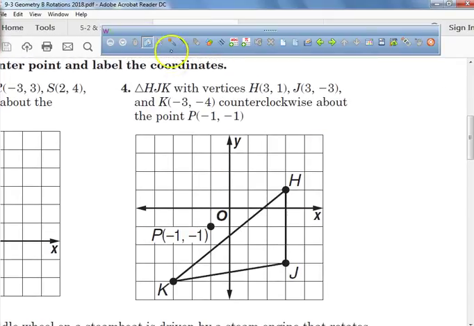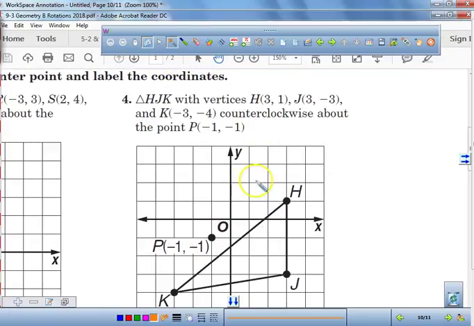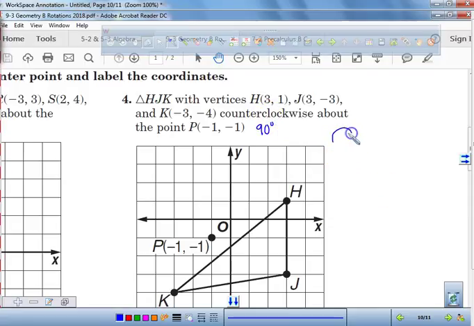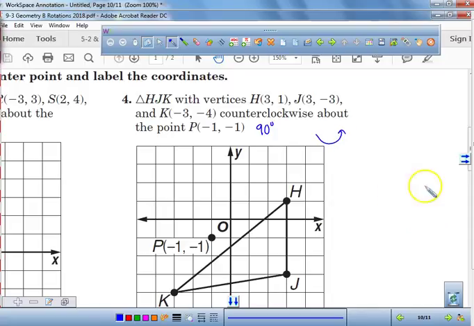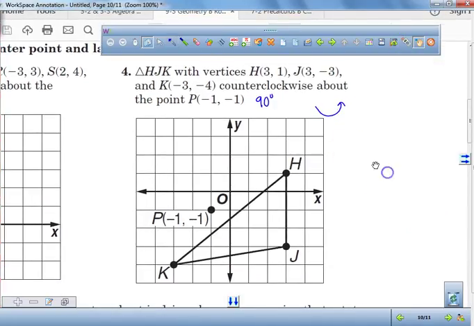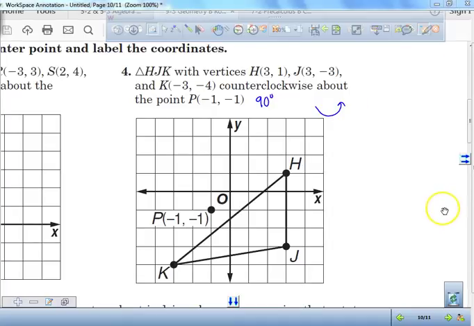Number 4, it's a little bit different. Number 4, we're still doing a 90-degree turn. But on number 4, we're not going clockwise, we're going counterclockwise, which means we are not going as the clock turns, we're going the opposite direction, which means we're going to be going this way. Okay? So let's just use the same strategy. Right now, we are dealing with these points.